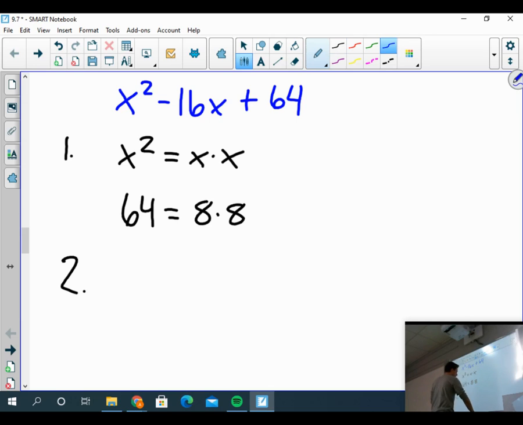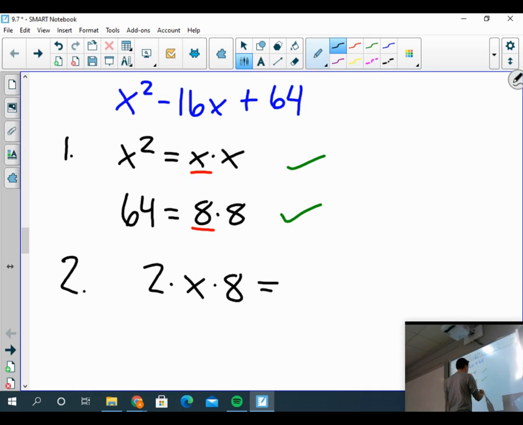So we jump to our second criteria. And we go 2 times one of our factors times one of our factors. And I get 2 times x times 8, which simplifies to be 16x. And oh, I'm so close. I got 16x, but I need to get negative 16x. What does that mean for me? That means this needs to be negative 8 and negative 8. That'll still give me the positive 64 I'm looking for, but the negative will also then give me the negative 16x I'm looking for in that middle term.